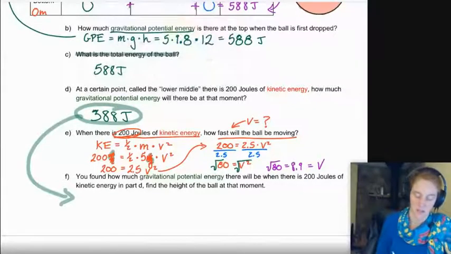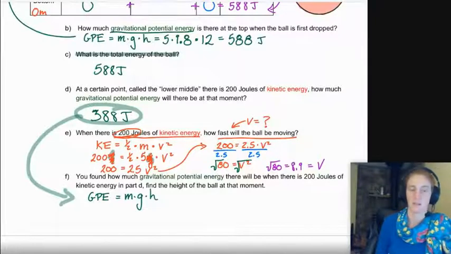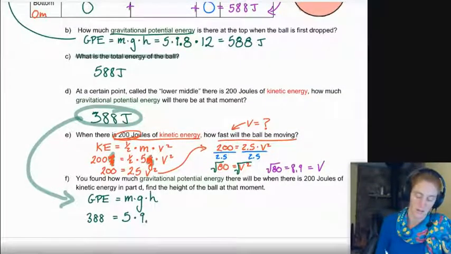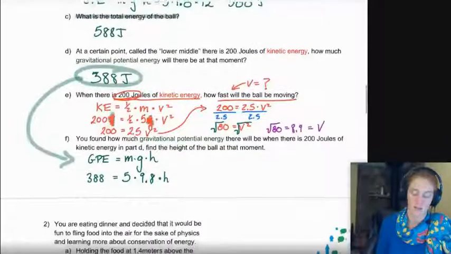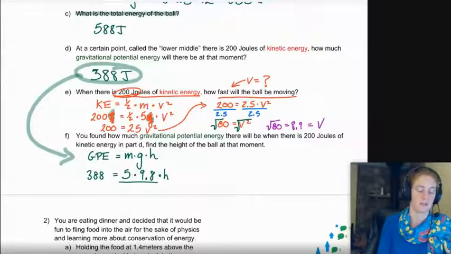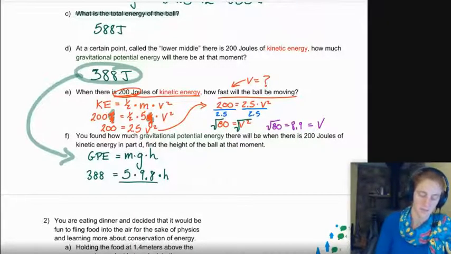So my gravitational potential energy, or GPE, is equal to m times g times my height. And my gravitational potential energy is 388 joules. My mass is still 5. G, because we're on Earth, G is always going to be 9.8. So I'm going to put 9.8 times my height. And that's what I'm trying to find. So I'm just going to put H. And then all I need to do is I'm going to combine the 5 and the 9.8 together. So 5 times 9.8, which is 49.